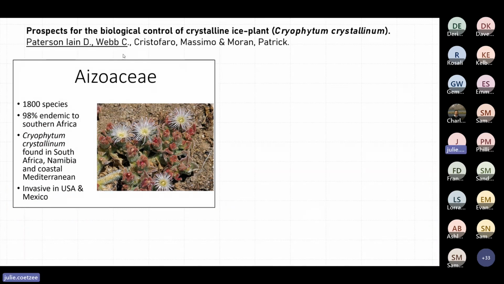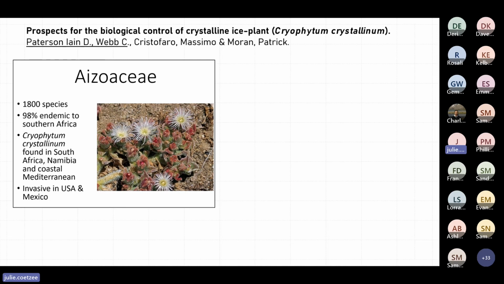Then looking at classical biological control is just selecting an agent following native range surveys. And here, Ian Paterson and his students, Caitlin Webb, along with Massimo Cristofaro and Patrick Moran, who are from the USA and Italy, are looking at biological control of crystalline ice plant, which is in the Aizoaceae. So it's one of these little succulents that we get on the West Coast that's become hugely invasive in the USA and Mexico, particularly on their coast.